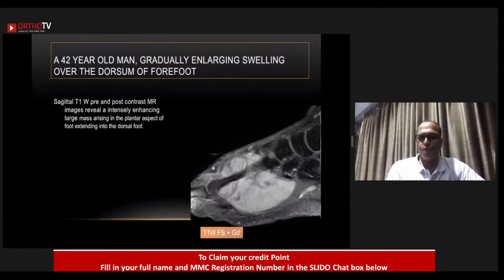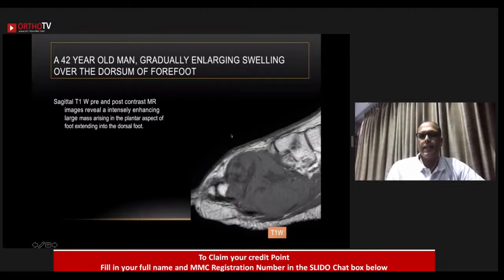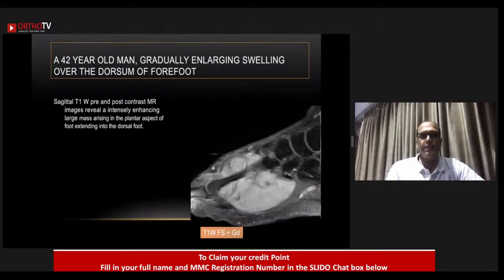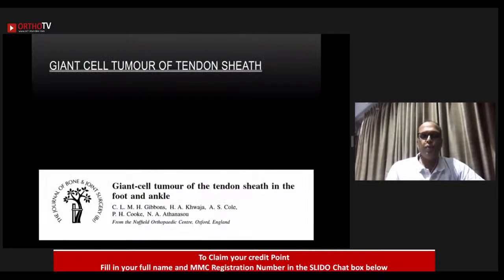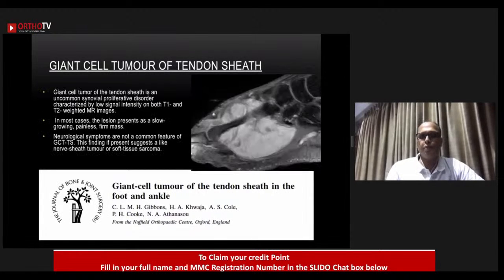This is a post-contrast image. We are seeing that the enhancement is quite intense, and the differential was a GCT. It was a radiological diagnosis and also a histopathological confirmation.